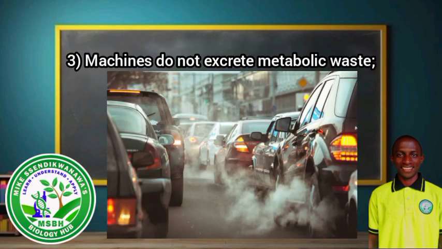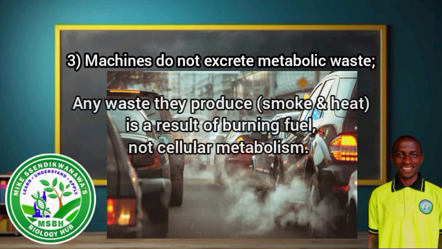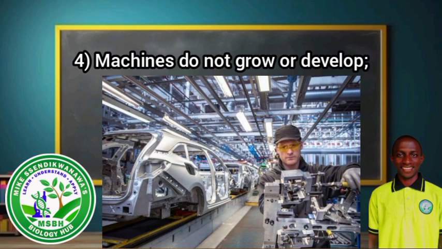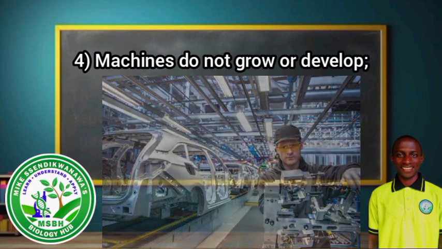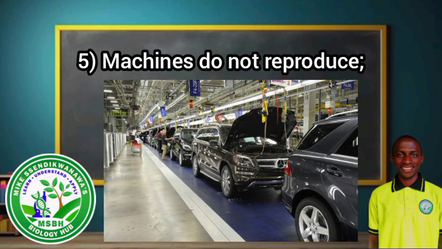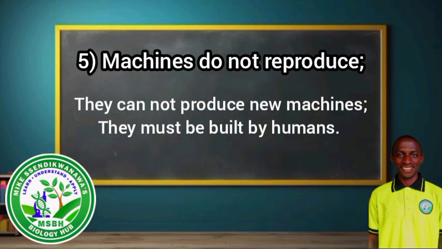3. Machines do not excrete metabolic waste. Any waste they produce, smoke and heat, is a result of burning fuel, non-cellular metabolism. 4. Machines do not grow or develop. They cannot increase in size and cannot repair themselves independently to form new parts without human involvement. 5. Machines do not reproduce. They cannot produce new machines. They must be built by humans.